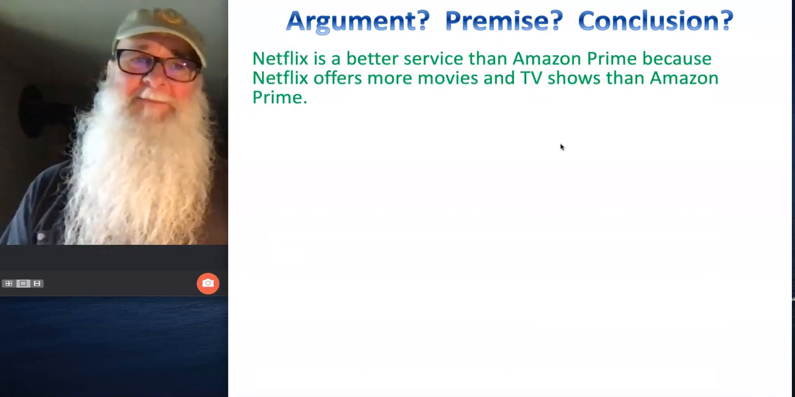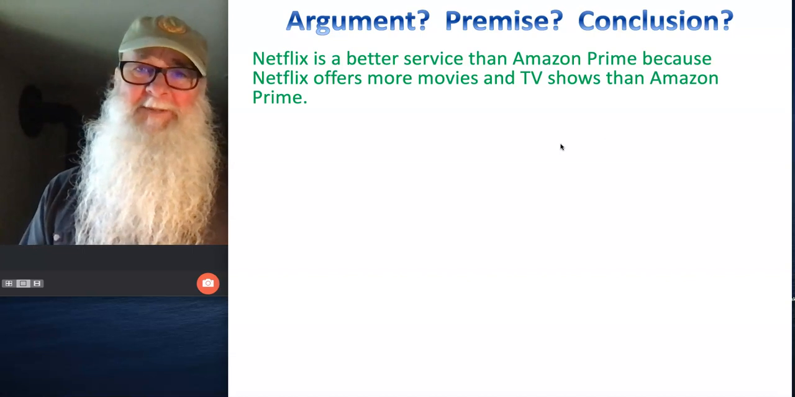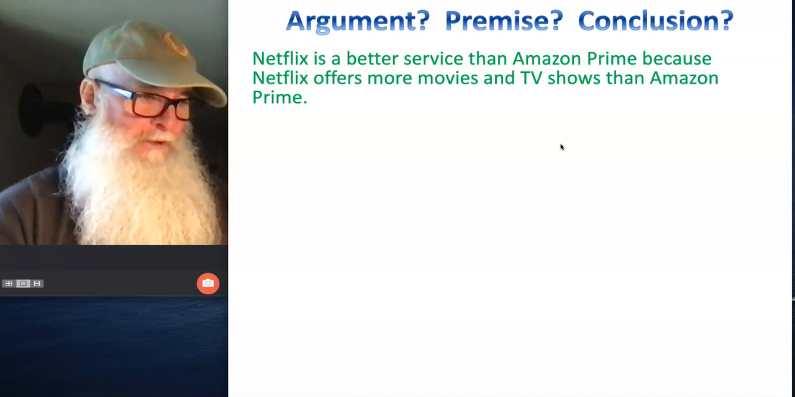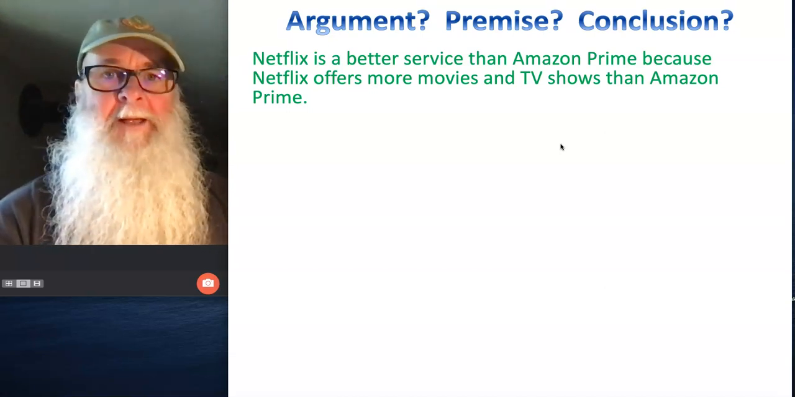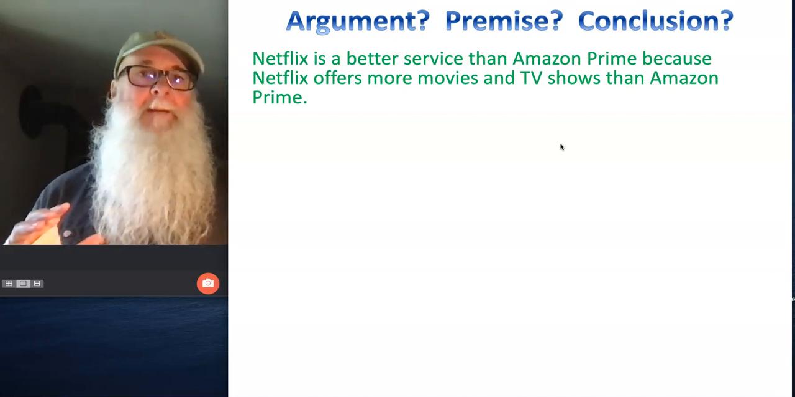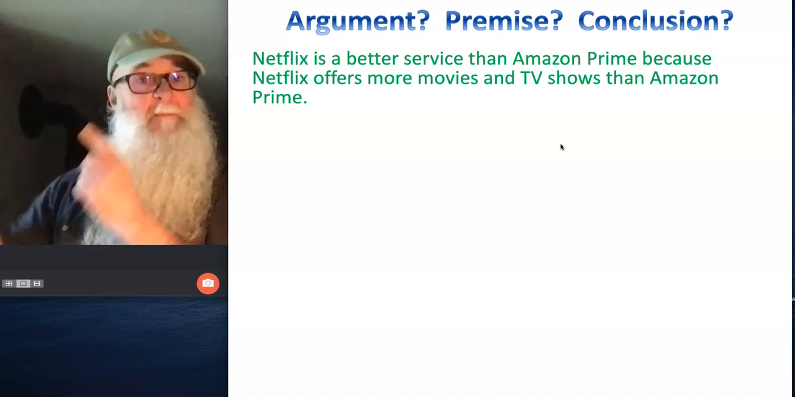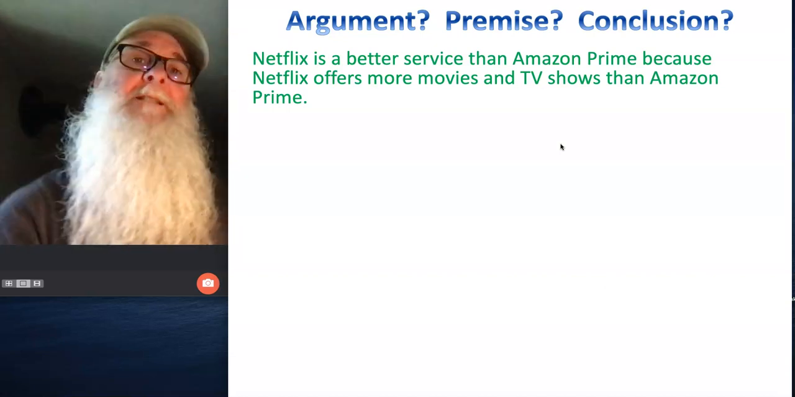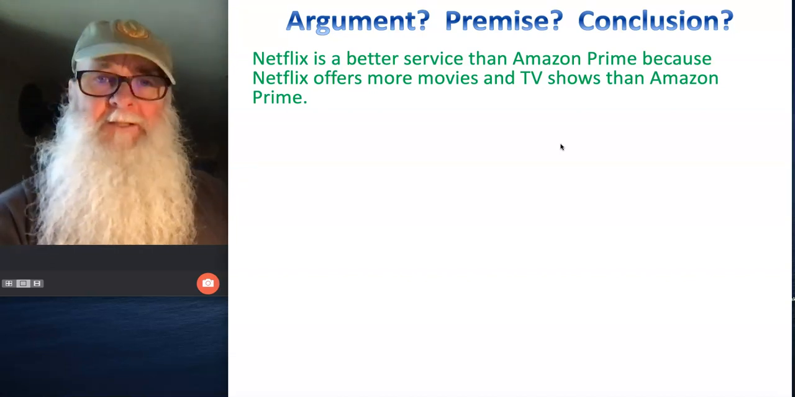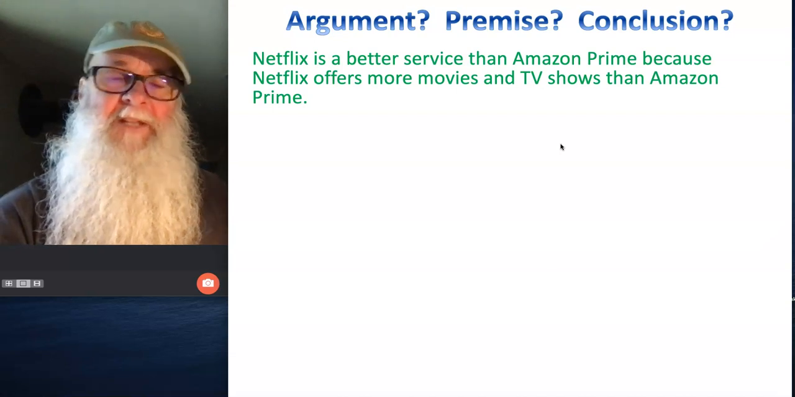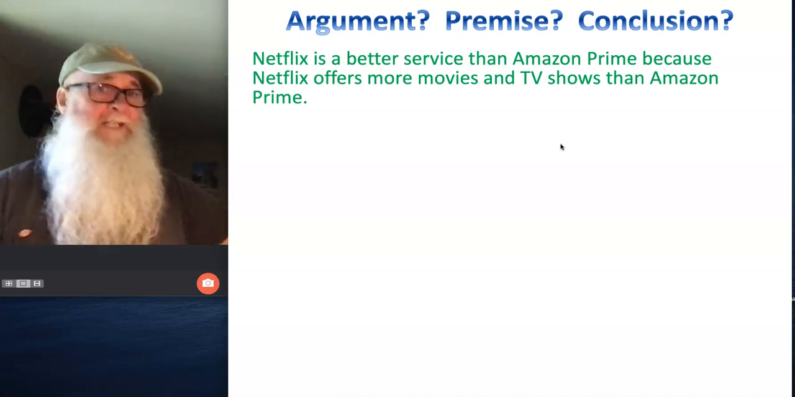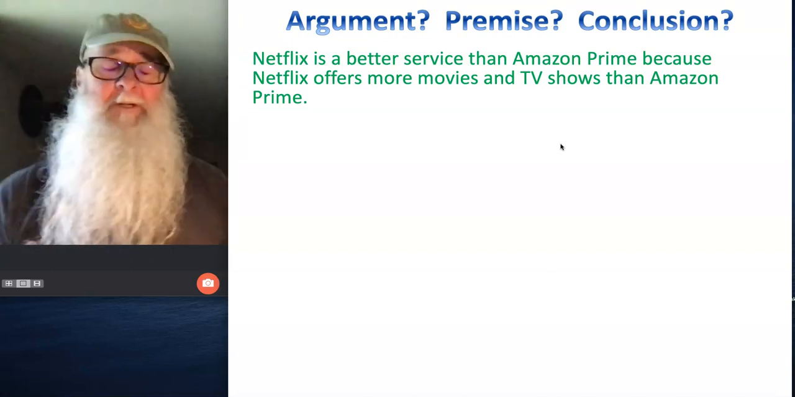Netflix is a better service than Amazon Prime because Netflix offers more movies and TV shows than Amazon Prime. That's an argument. Okay, that's an argument because it has a conclusion statement here. This person is making a claim about the relative quality of Netflix versus Amazon. They're making the claim that Netflix is actually better than Amazon. And the reason that they're offering that claim is that Netflix offers more movies and TV shows than Amazon. They think that the fact that Netflix offers more movies and TV shows than Amazon Prime makes the statement Netflix is a better service than Amazon Prime true.